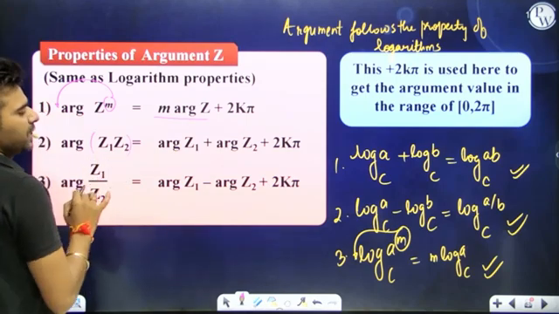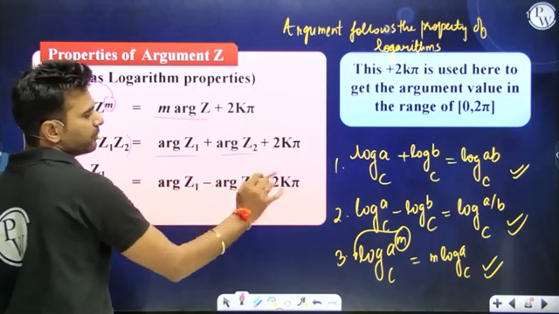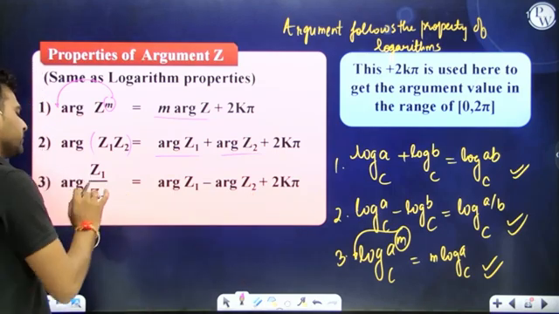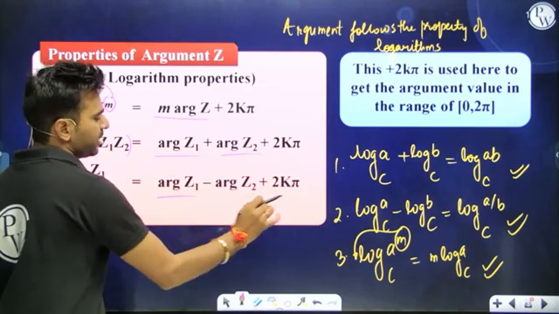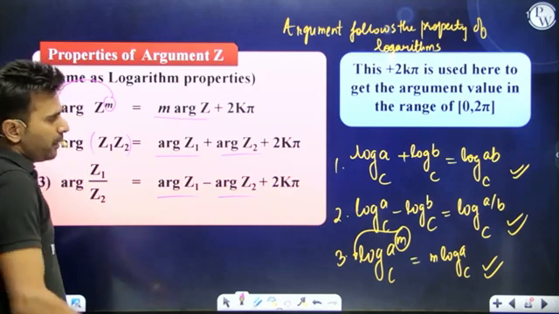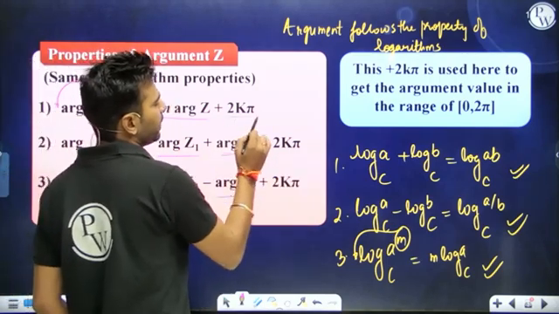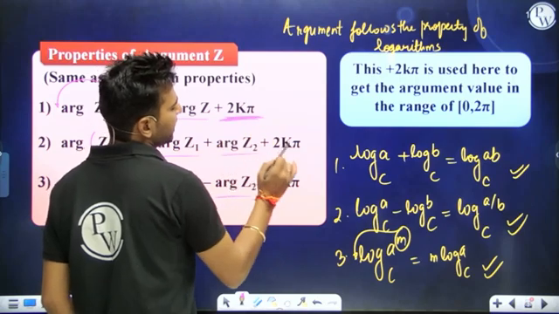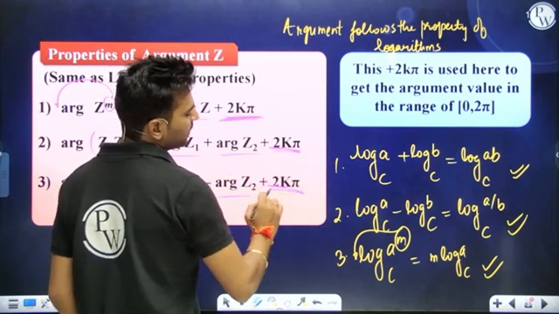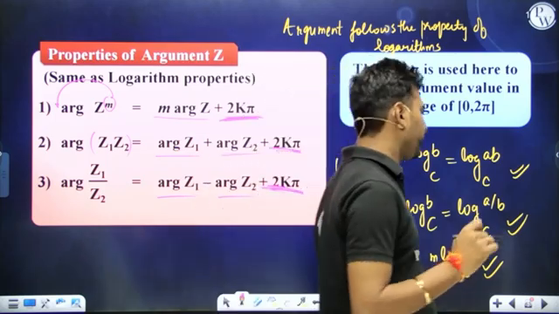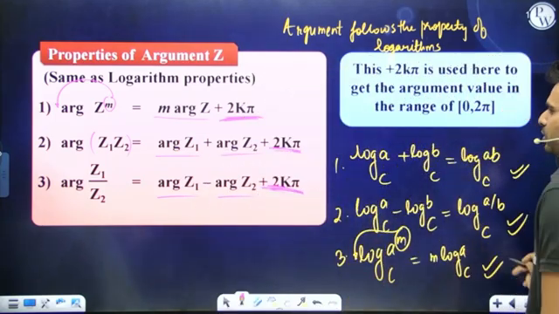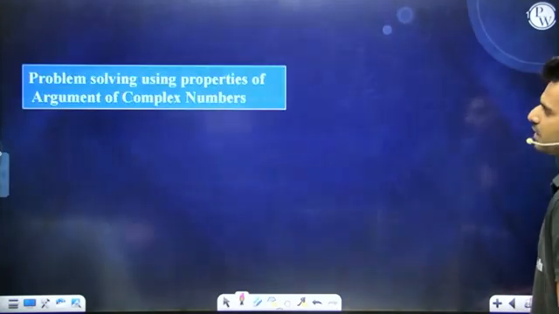Argument of z1 into z2 can be written as argument of z1 plus argument of z2, like in property 1, and argument of z1 by z2 can be written as argument of z1 minus argument of z2. But these arguments we would like to bring into the principal domain, that is between minus pi to pi. That's why these 2k pi's are added, so that we can bring that into the principal domain whenever it is not coming in the principal domain, right? I hope you guys are clear with this.